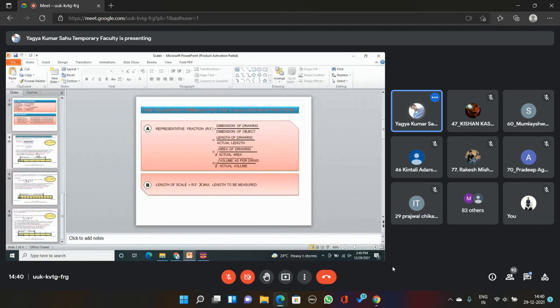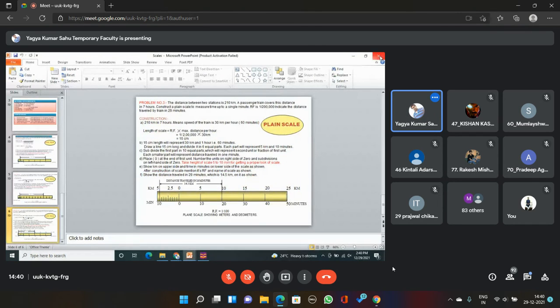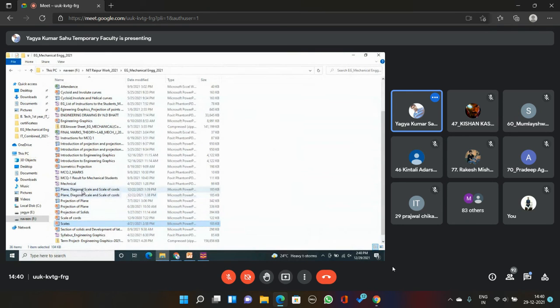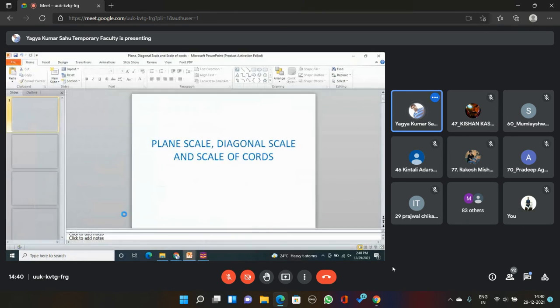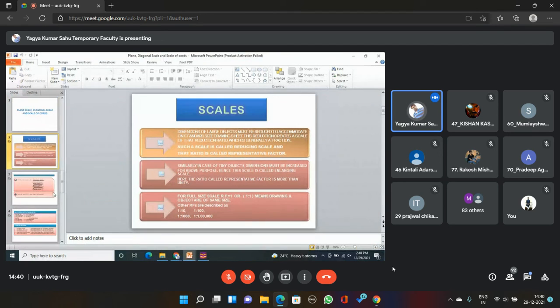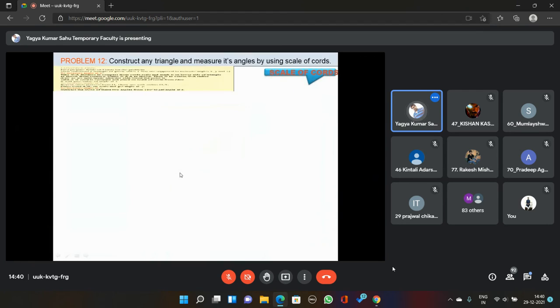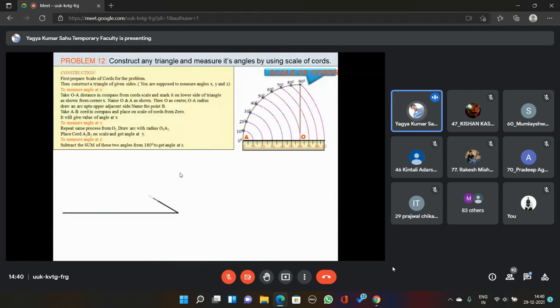Okay, in this there is only plane scale. Plane diagonal and scale of chord. So the last one is a scale of chord. This one. Okay. Draw a triangle. Construct any triangle. So this is our triangle.